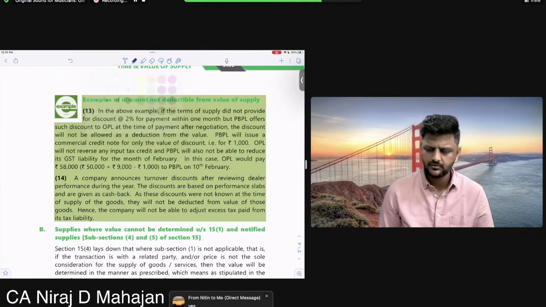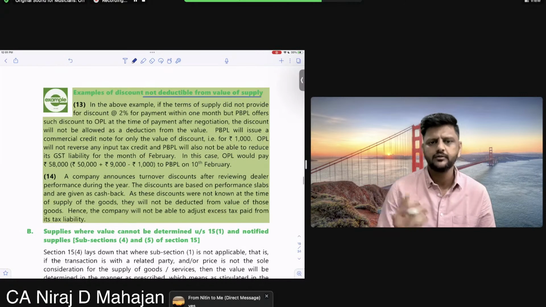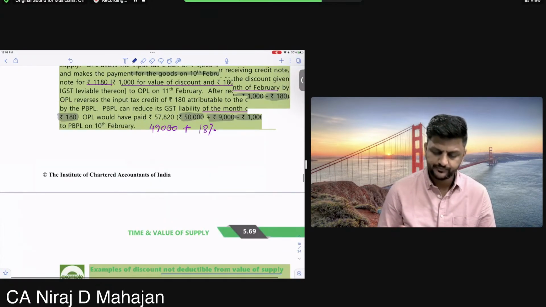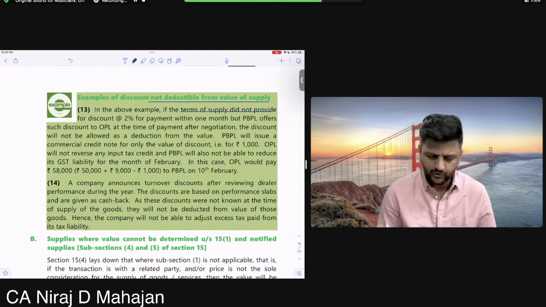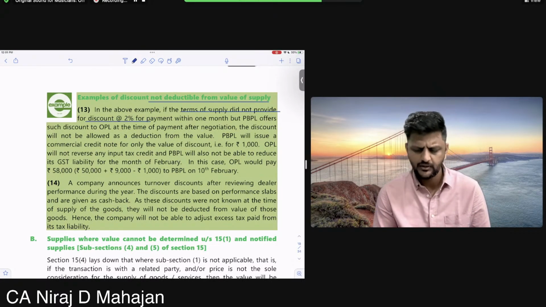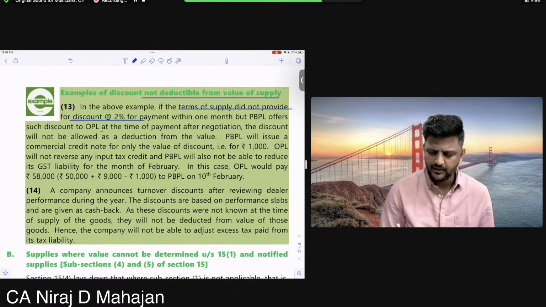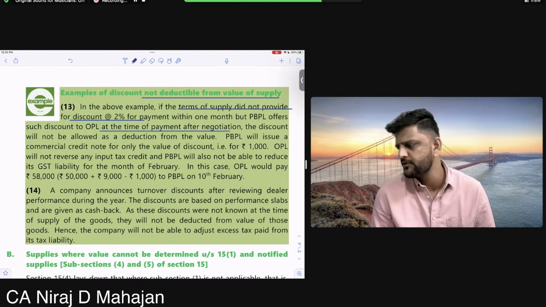Examples of discount not deductible from value of supply. Ready? In the above example only, the pink and blue and orange. If the terms of supply did not provide for a discount of 2% for payment within 1 month, okay, please pay attention now, but PBPL offers such discounts to OPL at the time of payment after some negotiation, then here it has no impact.